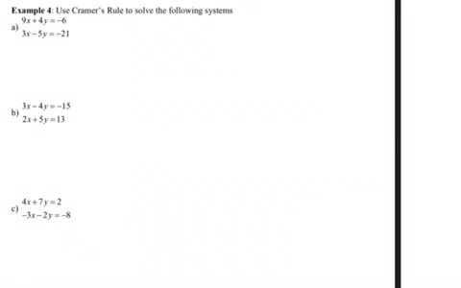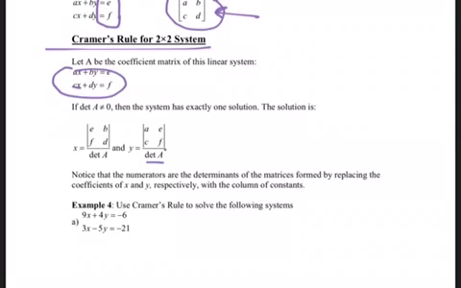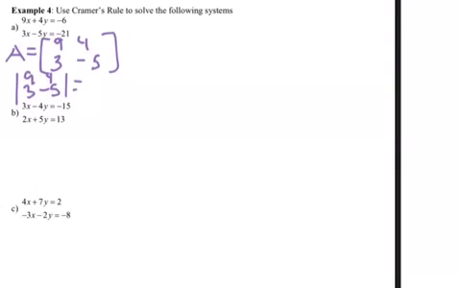Okay, so let's look at example 4, and we're going to look at A. So first, my coefficient matrix is just 9, 4 for the first one, x, y, and then 3, negative 5. So I want the determinant of that. Oops, sorry. Which is 9 times negative 5 is negative 45, minus 4 times 3, which is 12. This gives me negative 57.